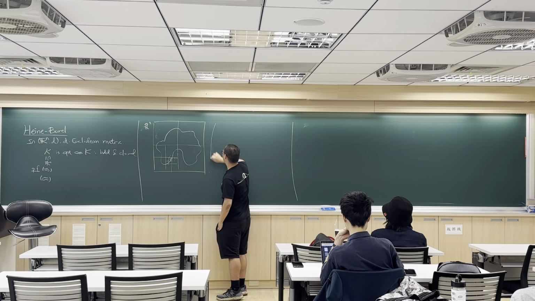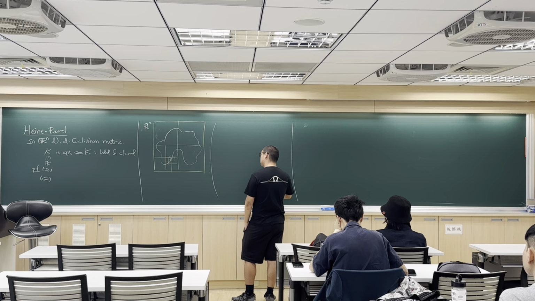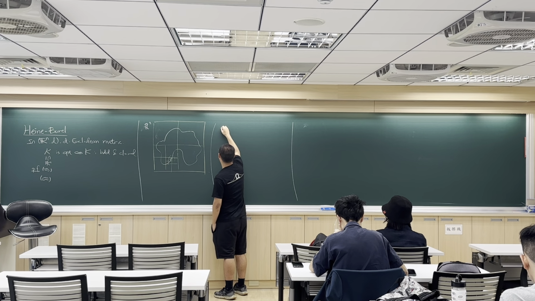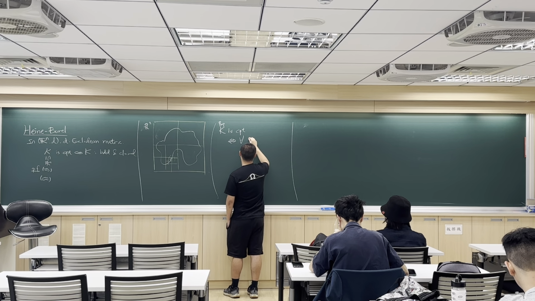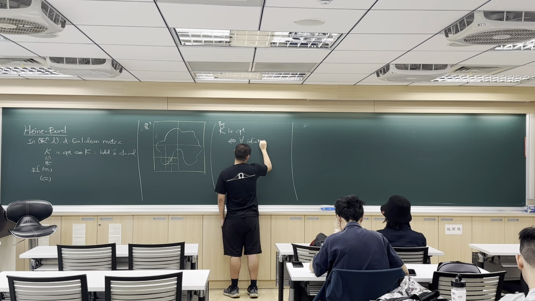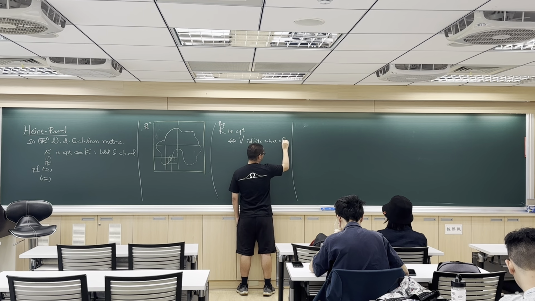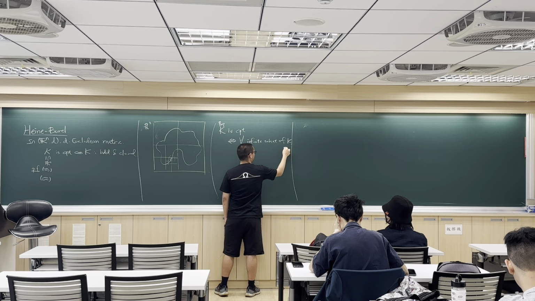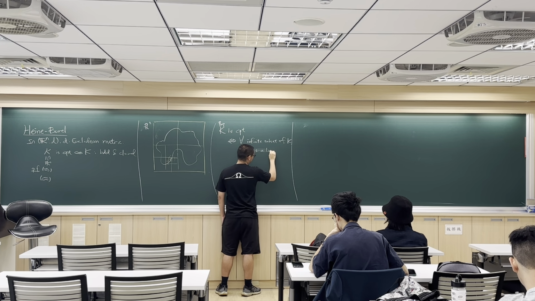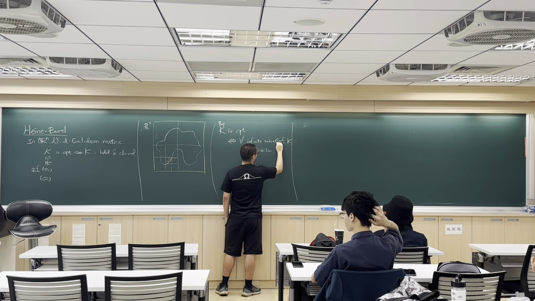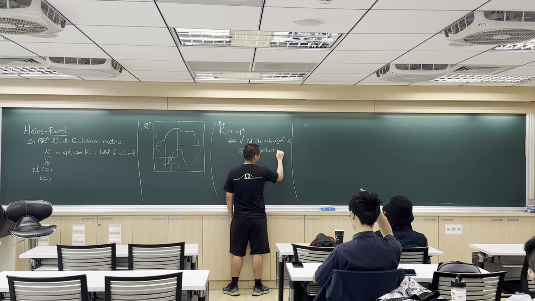Another important proposition is: K is compact if and only if all infinite subsets of K, sorry, not K, all infinite subsets S have a limit point. Okay, S has a limit point.